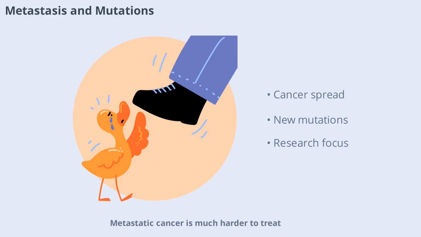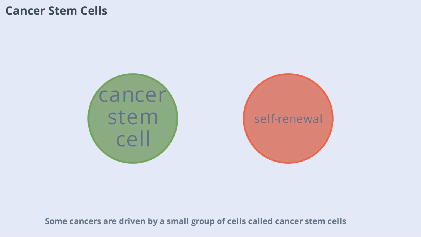Metastatic cancer is much harder to treat, making it a major focus of cancer research. Some cancers are driven by a small group of cells called cancer stem cells. These cells can self-renew and give rise to new tumor cells. Mutations in cancer stem cells can make them especially resistant to treatment, leading to relapse and metastasis.